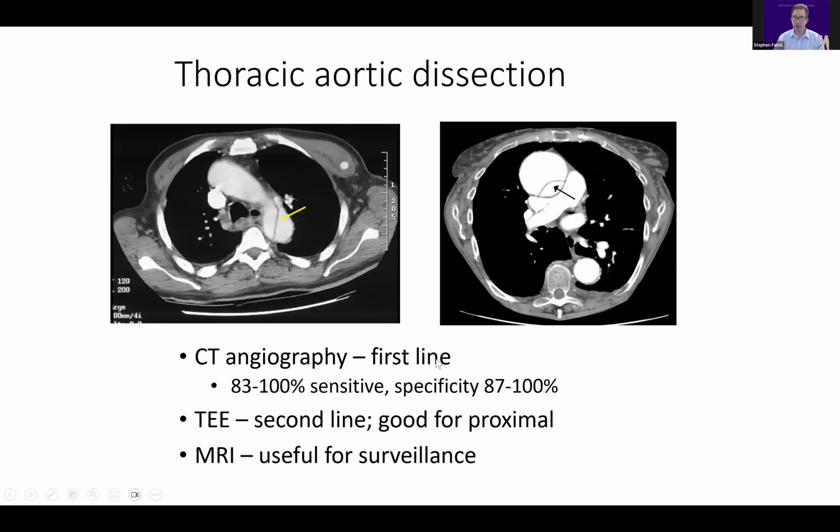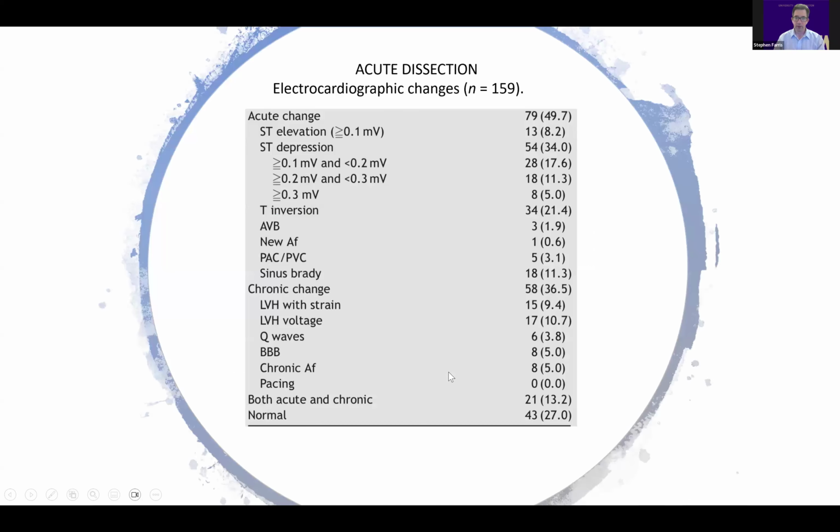We need to look for a dissection and a PE. Thankfully, the contrast is in the pulmonary artery too, so we can tell both. Unfortunately, in acute dissection, you're not going to be getting very obvious ECG changes. You might see some acute changes, but a lot of times it's normal. And this is just a series of ECGs. So there really isn't any take-home point for ECG changes in acute dissections.